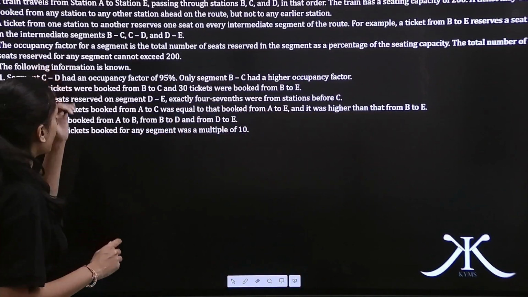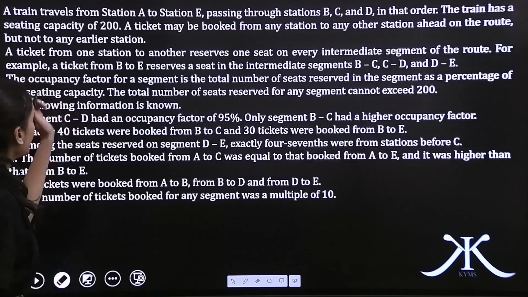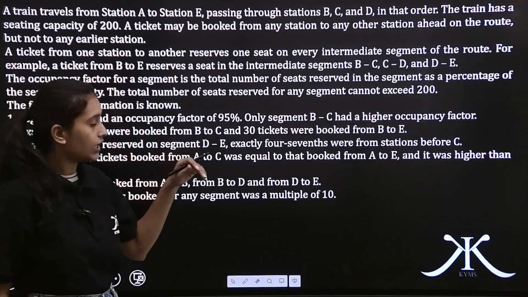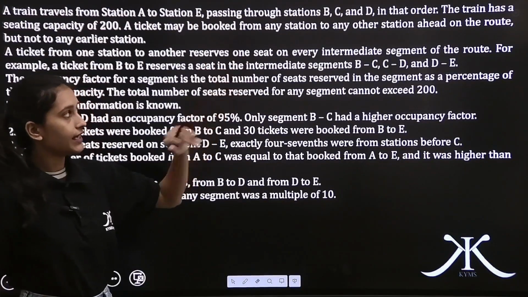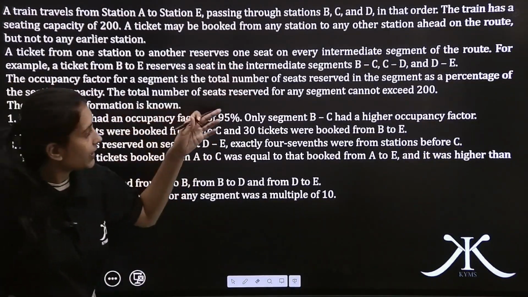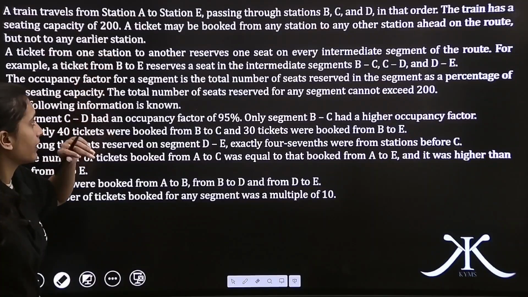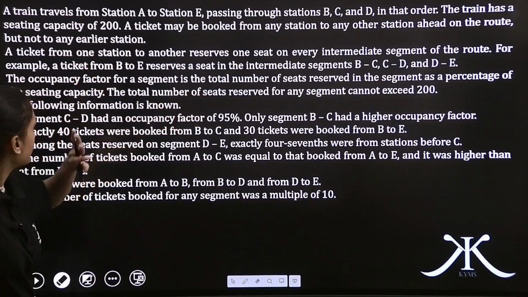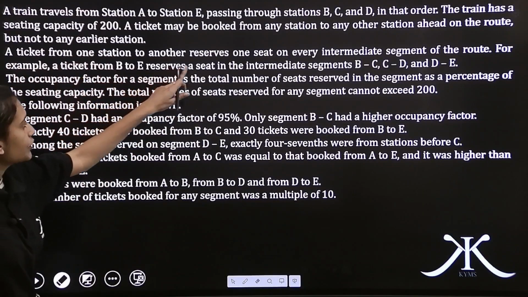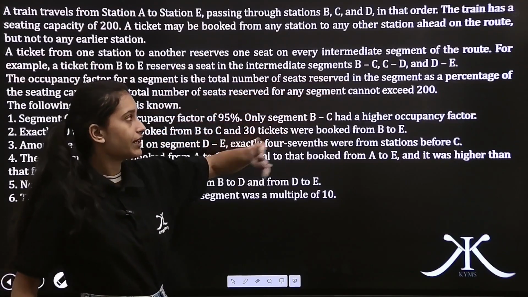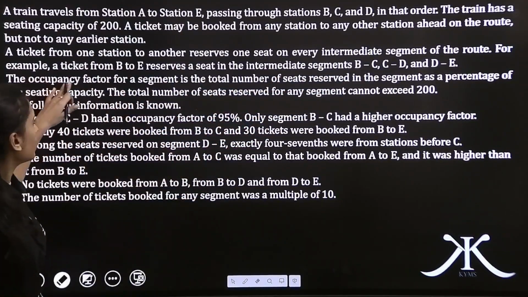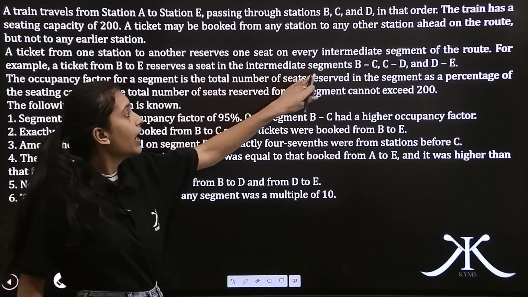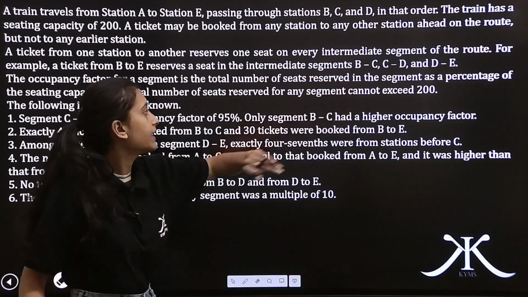A train travels from station A to station E, passing through stations B, C and D in that order. The train has a sitting capacity of 200. A ticket may be booked from any station to any other station. A ticket from one station to another reserves one seat on every intermediate segment of the route. For example, a ticket from B to E reserves a seat in the intermediate segments BC, CD and DE.